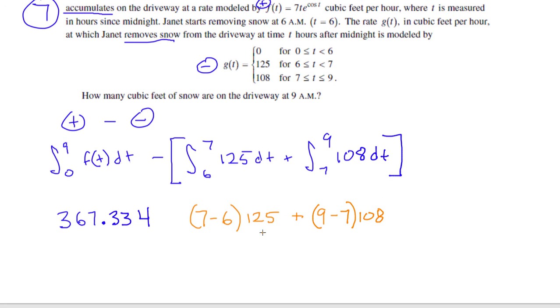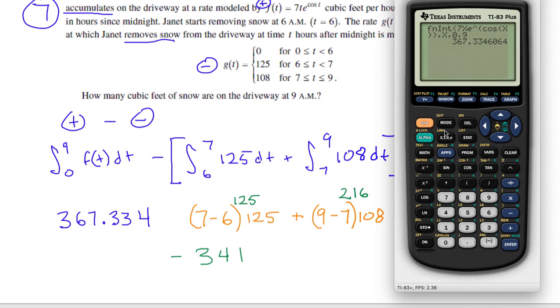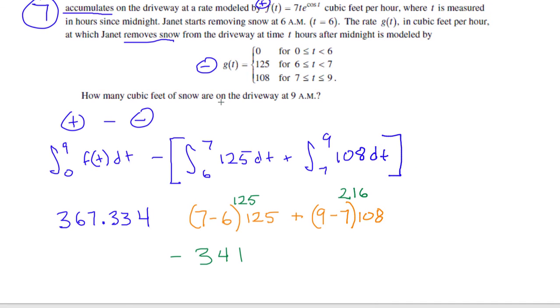7 minus 6 is 1, so this is going to be 125. And 9 minus 7 is 2. 2 times 108 is 216. Adding these together, that's 341. So I really need to do that thing. Wait. Yeah, okay. I was like, wait, is this a bigger number? Otherwise, I have negative snow amount, which doesn't make sense. So I'm going to say, yeah, just minus 341. It's just 26 because it's a nice, easy subtraction.